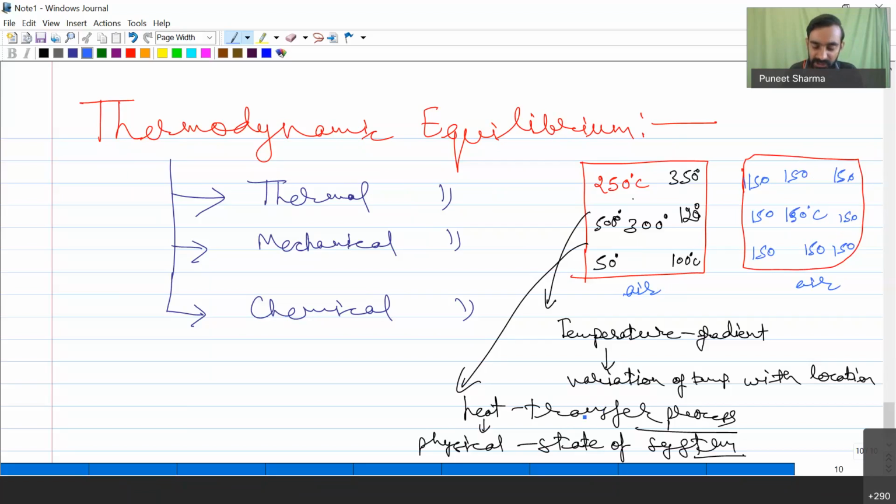So any process because of the thermal gradient. So that's why we can say that our system is nothing but in thermal equilibrium. Okay, now let us try to see another type of equilibrium.